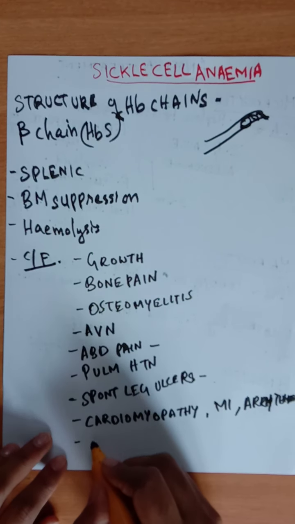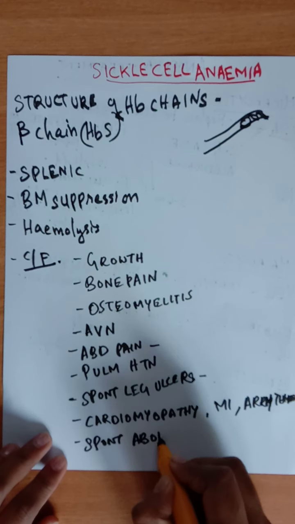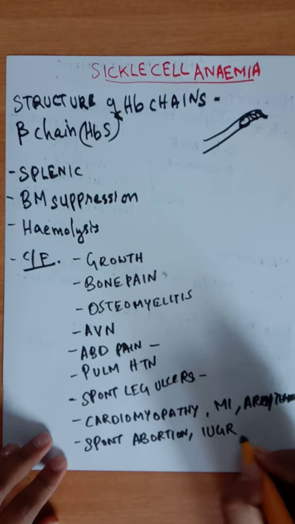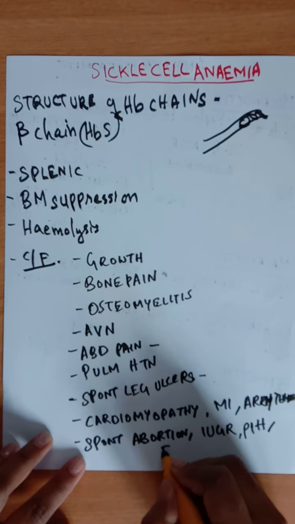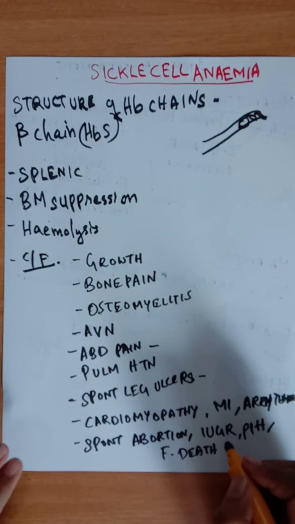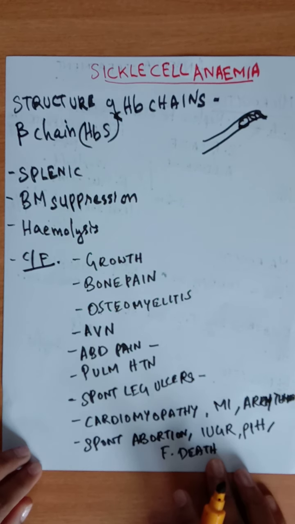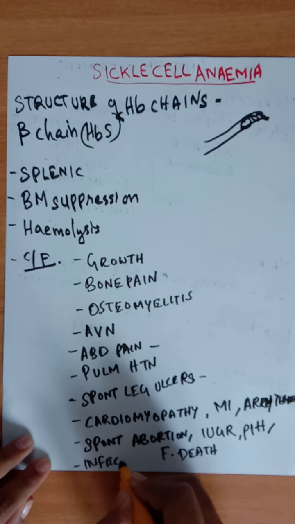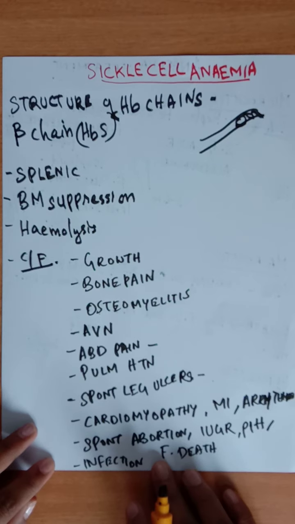then in pregnant ladies, spontaneous abortion, IUGR, preeclampsia, fetal death, and this is due to impaired placental flow. And there will be severe infections, particularly meningitis, septicemia, and bone infections.